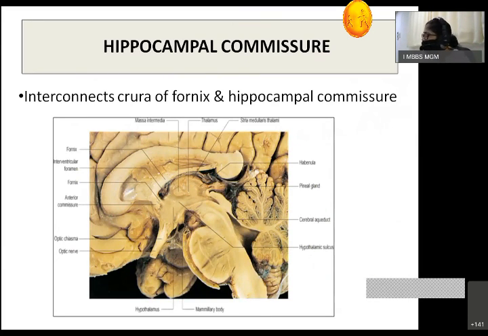Hippocampal commissure interconnects the crura of the fornix.